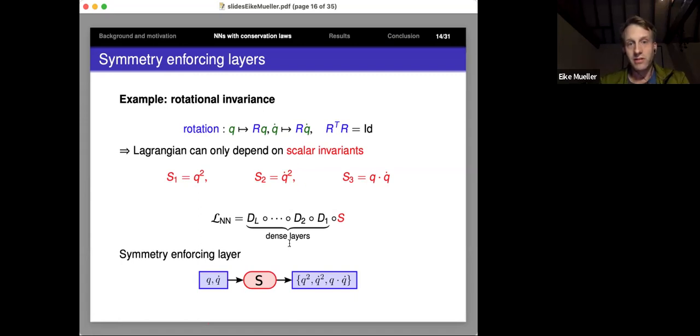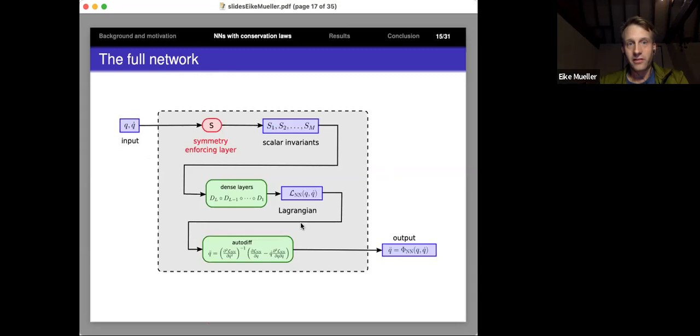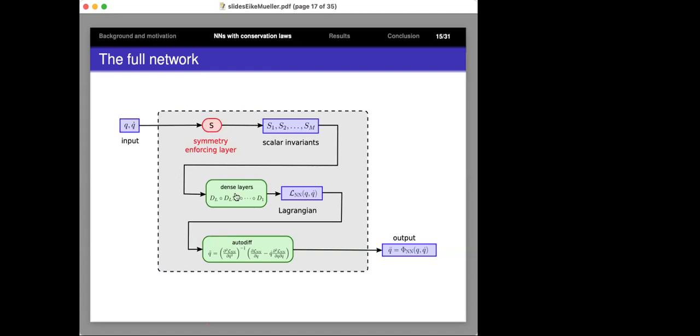So what I do in my neural network is I take Q and Q dot, and I construct these invariants. That's this layer S here. And then I just add some dense layers, so there's just L dense layers. And that's it in this case. So here's the full network. Again, I put in the quantities, I have my symmetry enforcing layer, I get invariance.